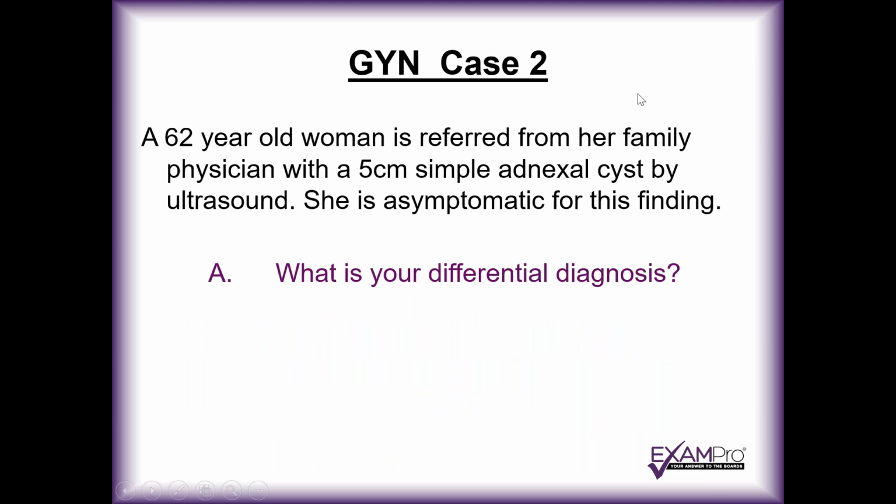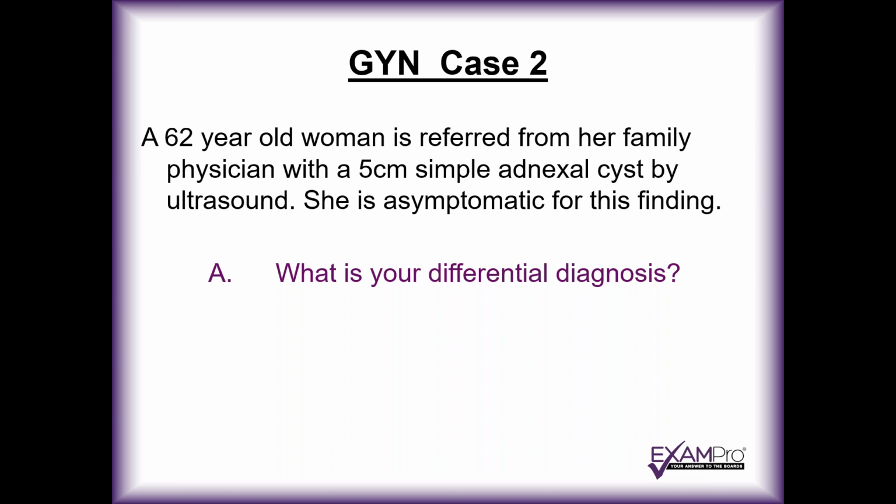Here we go. A 62-year-old woman is referred from her family physician with a 5-centimeter simple adnexal cyst by ultrasound. She is asymptomatic for this finding. All really key information. Part A, what is your differential diagnosis? So differential diagnosis for a 5-centimeter simple adnexal cyst in a 62-year-old woman, asymptomatic. Sure. So obviously a persistent simple adnexal cyst. So, yeah, exactly. Great. What do you think?